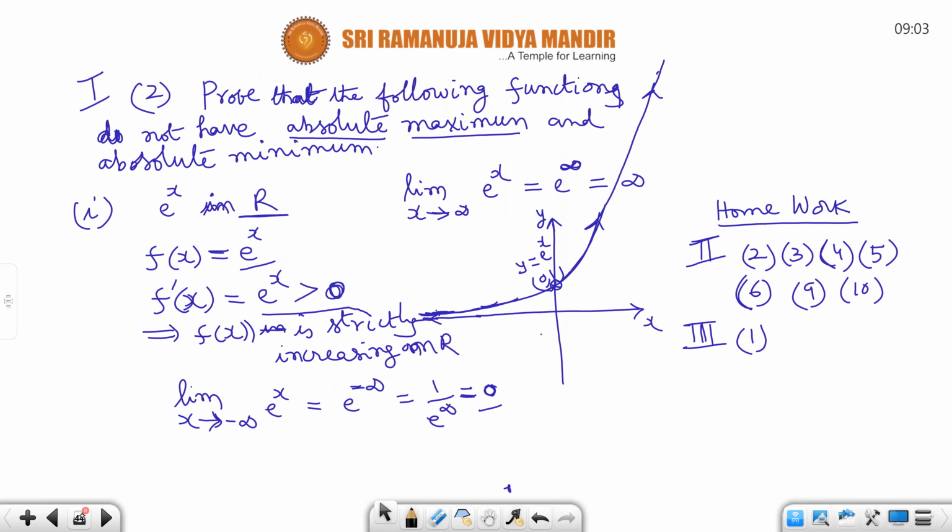So this is the problem we completed yesterday at the end of the class. Prove that the following functions do not have absolute maximum and absolute minimum. In that, I have completed the first question. Now let us see the second question.